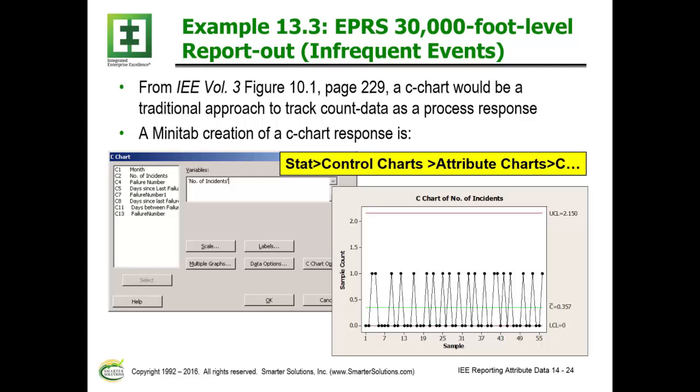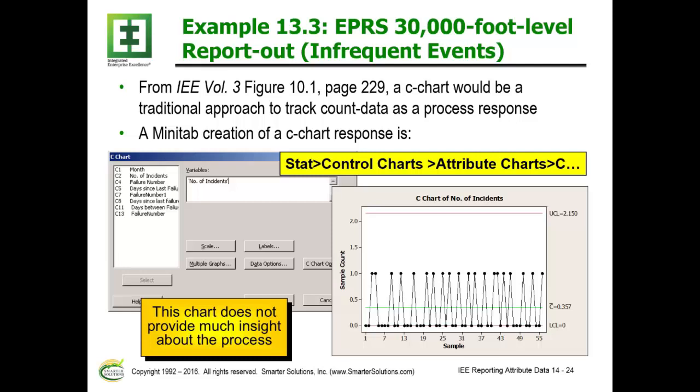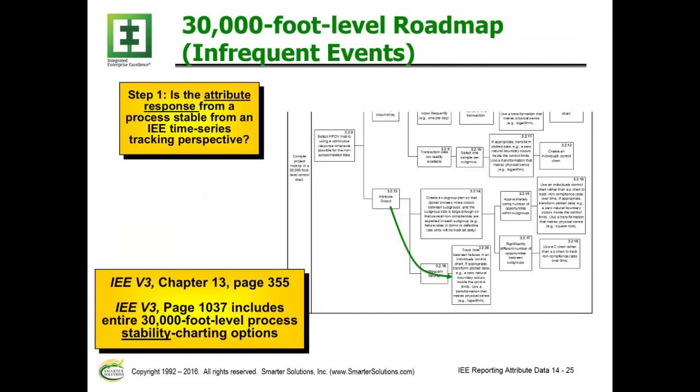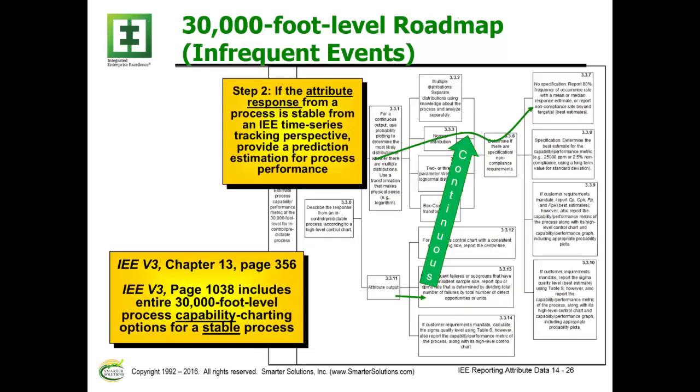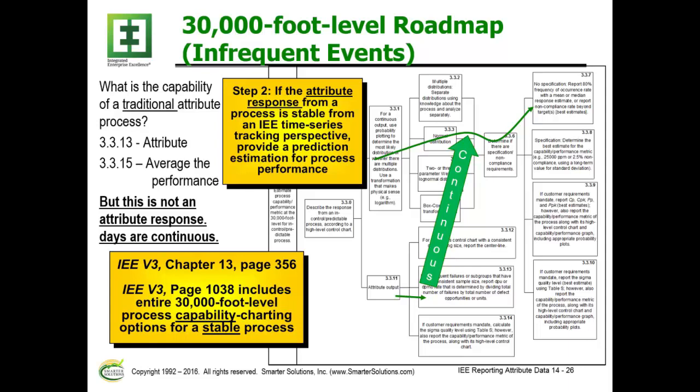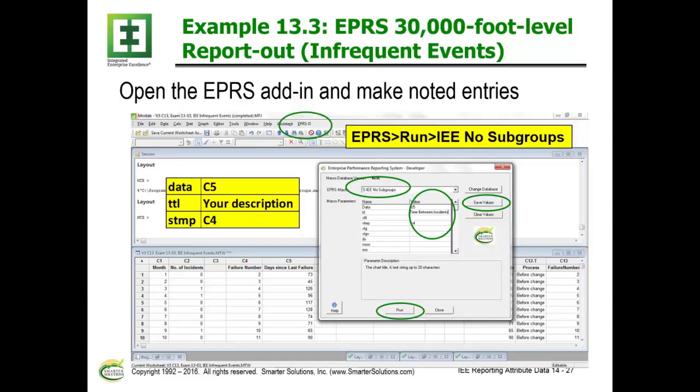Well, that's not very exciting. A lot of months have 0, which is not bad, but it doesn't give us much insight. Whereas instead, I'd prefer to do a situation that would look like this and test for predictability, and then we look at a transformed value. We look at it as a time between value, so it becomes a continuous response. It's not an attribute response any longer. It's continuous because now we're looking at the time between events.